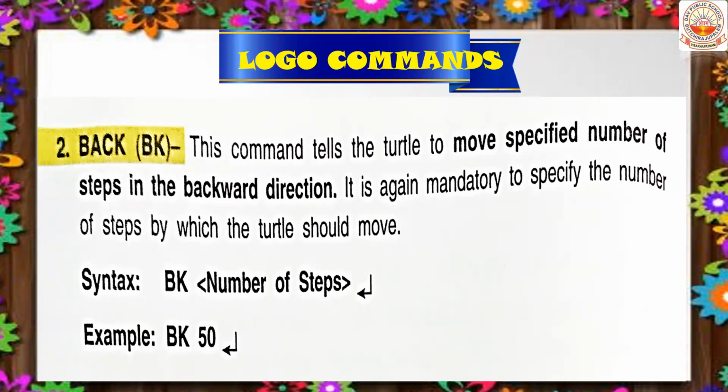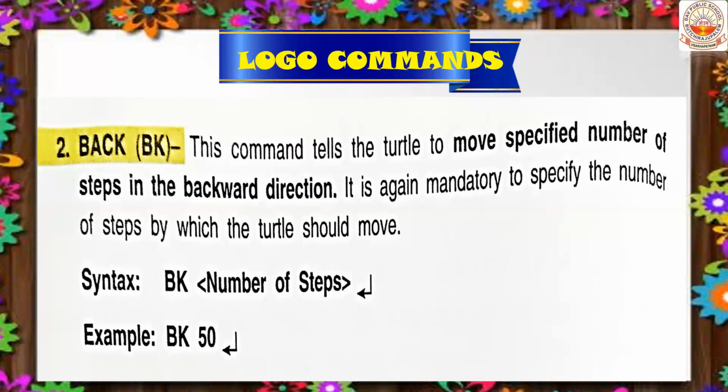Okay, children. Now let us see on the Logo screen. Here in the command window, you have to type BK. Then give a space. Now I will take 70 steps. Every time there is no need to take 50, 70. After typing this, what do I have to do? You have to press the enter key on the keyboard. Now observe the turtle, children. How will the turtle move? Yes, can you see? The turtle has moved in the backward direction by 70 steps.